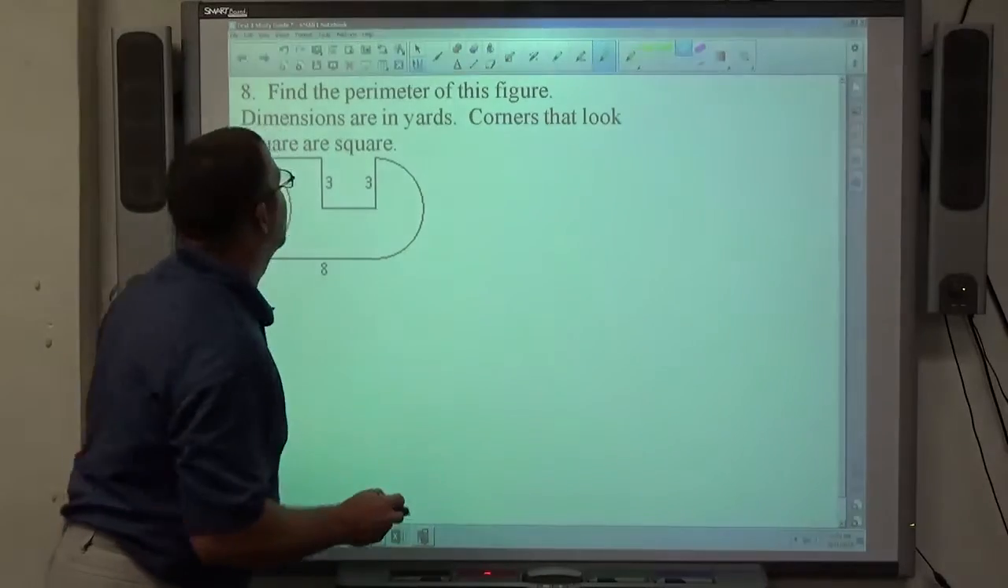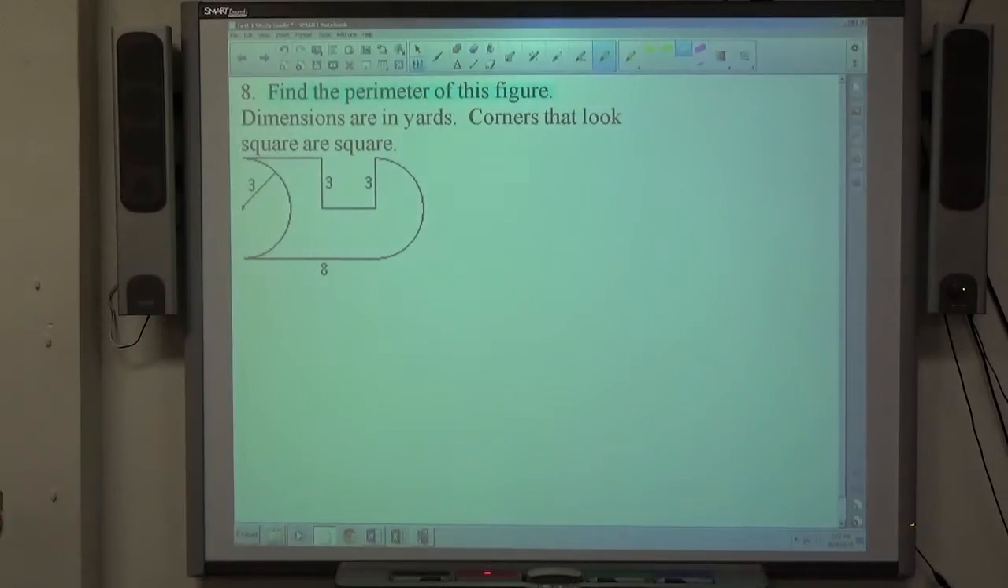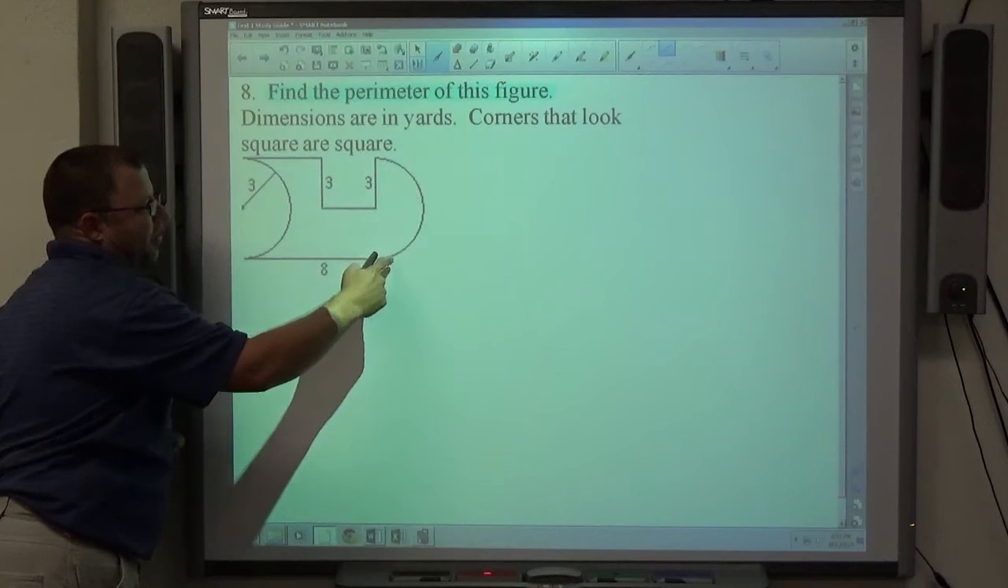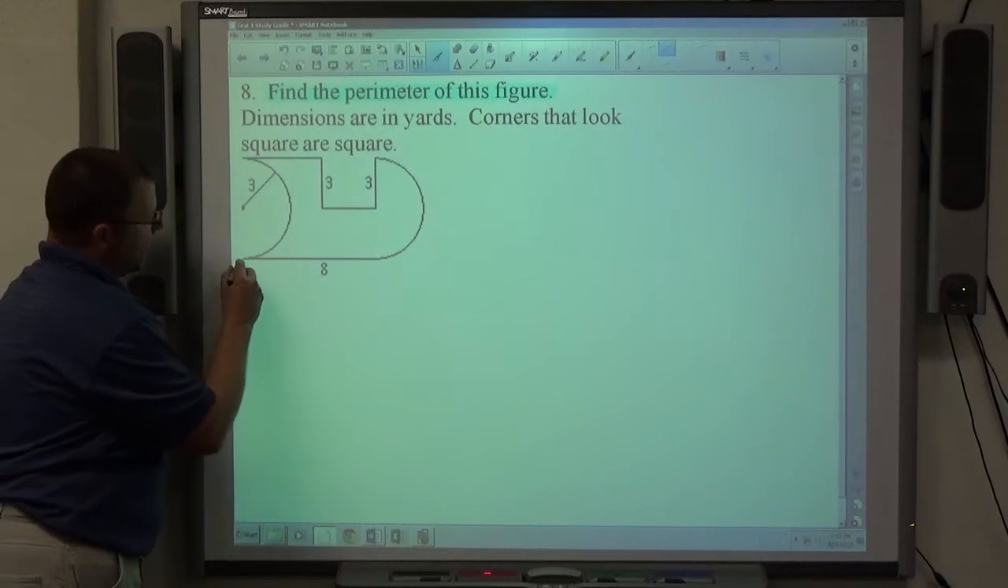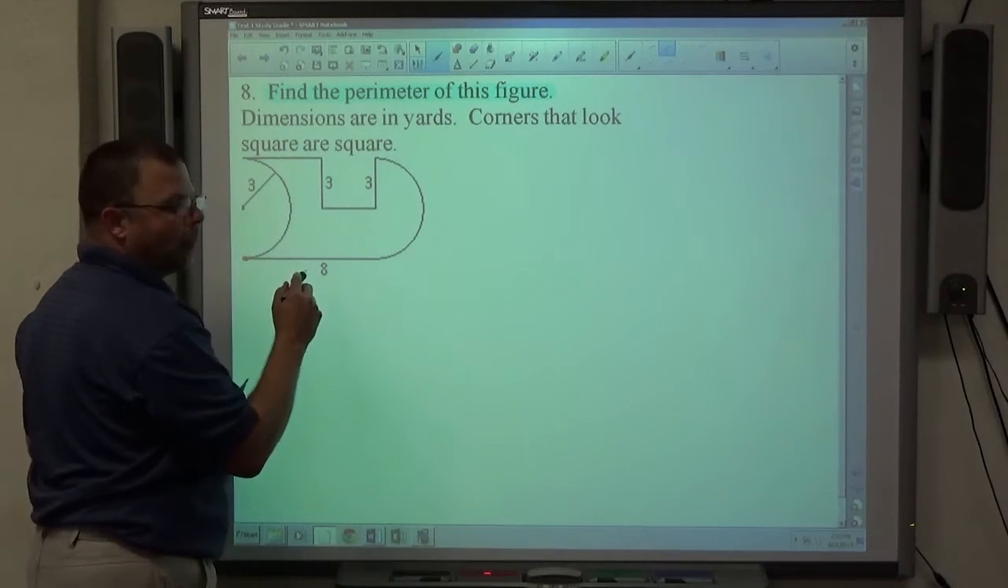Focusing on directions again. It says find the perimeter of this figure. Corners that look square are square. Dimensions are in yards. Now the most common mistake people make on this problem is they want to add this semicircle and subtract this semicircle because that semicircle goes inward. What you have to realize is if I'm walking around this figure, if this is a pool and I'm walking around it, I don't want to get wet.